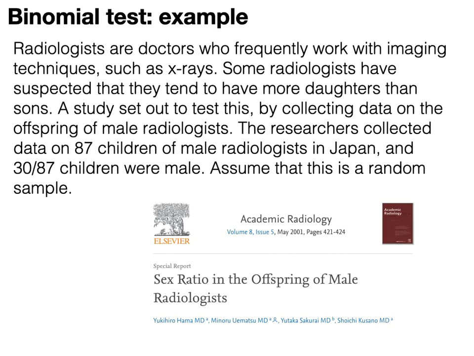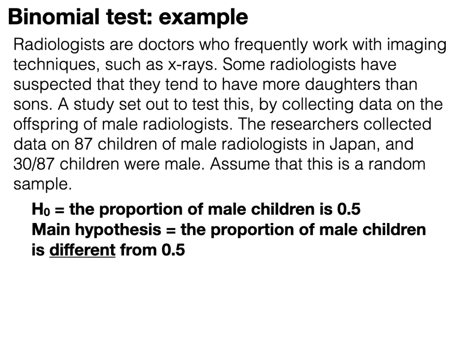87, 30 were male. We can assume that this is a random sample, although truly almost no samples are truly random. But the question is, here's the data: 30 of the 87 children are male. Does this observed proportion differ significantly from our null hypothesis of 50% male? So we can do a binomial test to answer that question.